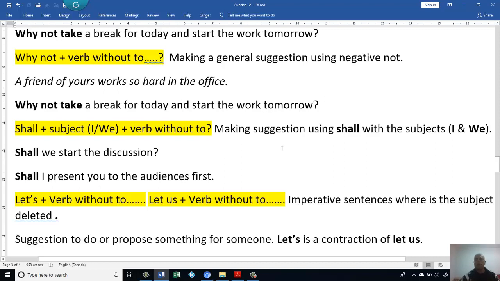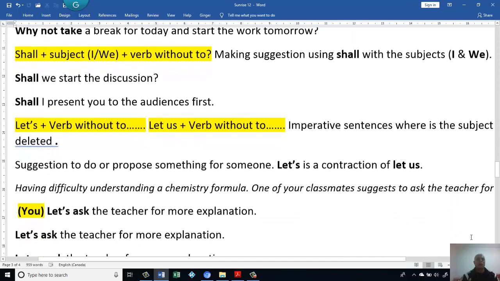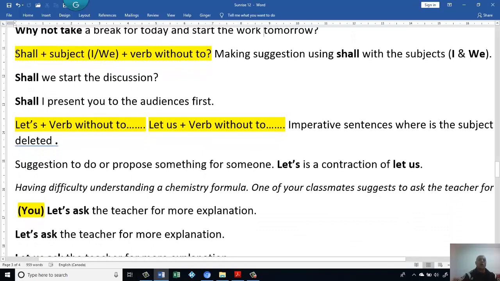Okay, as we did, because we could say, why do you not take a break for today and start the work tomorrow? Okay, sometimes we use a modal when we make a suggestion. For example, here we have it. Shall, then we have a subject. The subject has to be I or we when you make a suggestion. Then plus verb without to. Then we have a question mark.